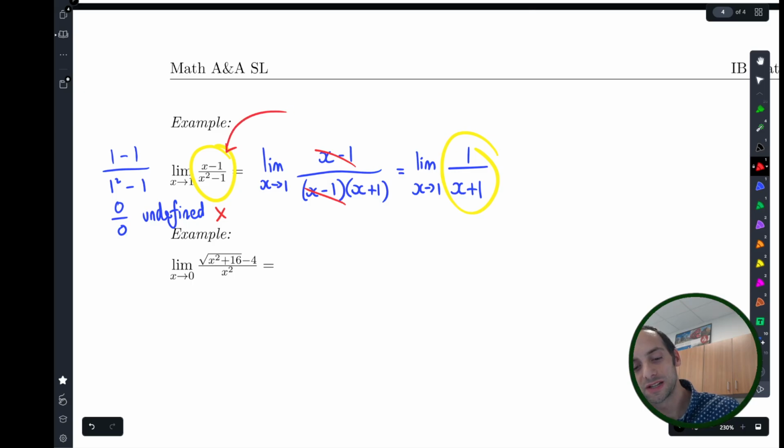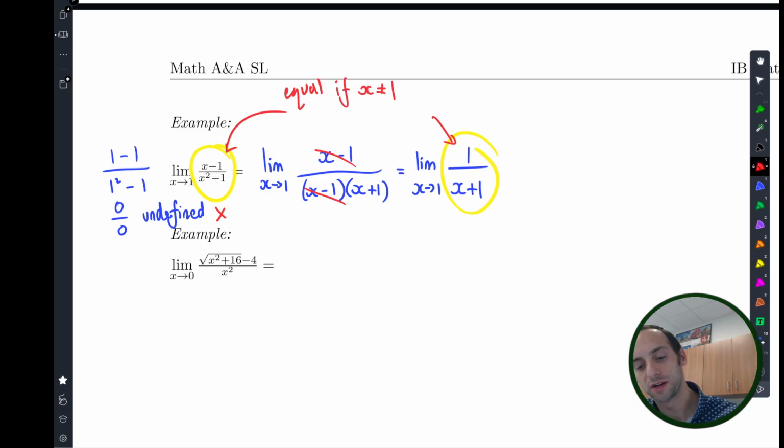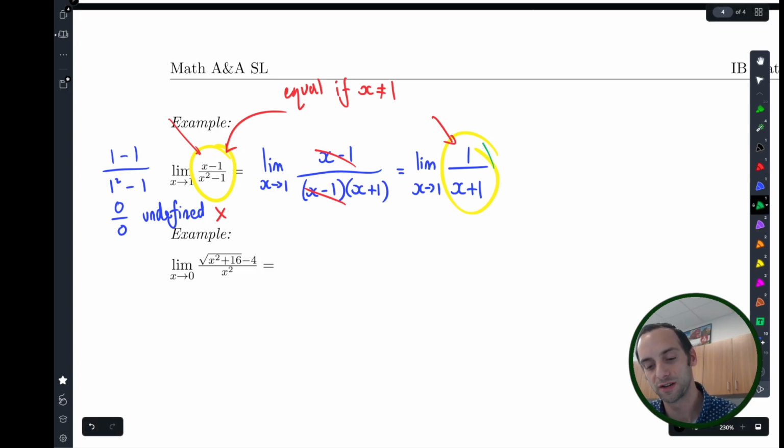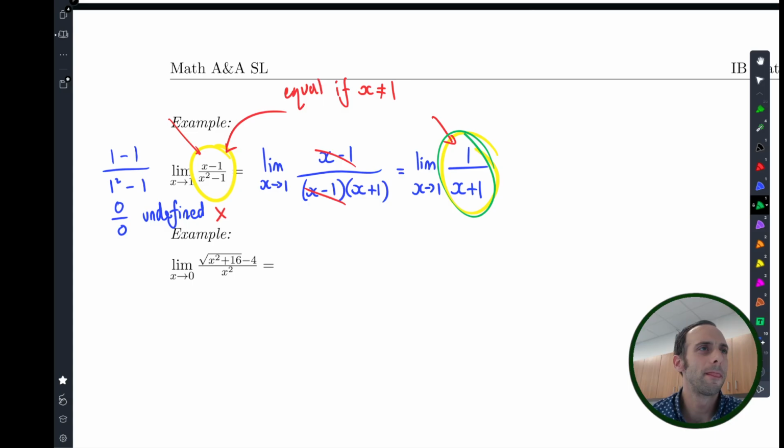So these guys are equal if x does not equal 1. X equals 1 is the only place these two expressions are not equivalent. And why is that? Well, we just saw the first expression is undefined when x equals 1, but this second expression over here on the right, in green, that is perfectly well defined when x equals 1. So why are we allowed to cancel this? That's the big question here.